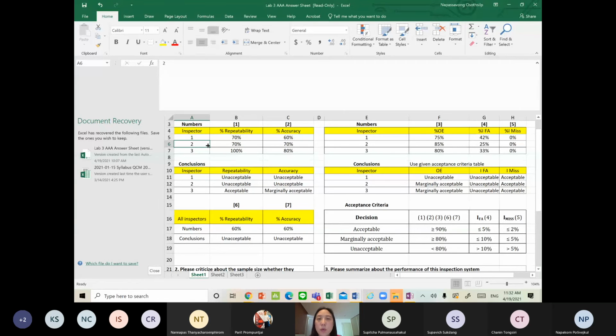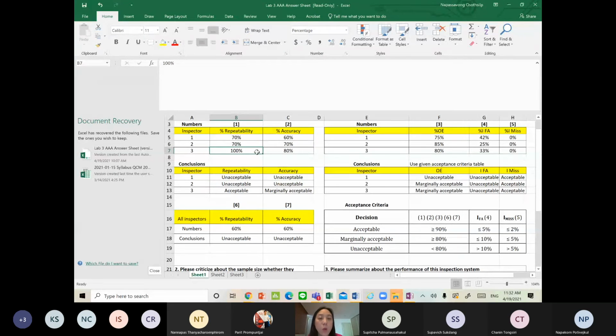Yes, repeatability doesn't pass, right? And also accuracy doesn't pass. So where to improve, we can say that we also have to improve inspector number 2 in terms of false alarm, and also repeatability. And for inspector number 3, we don't have to improve repeatability.